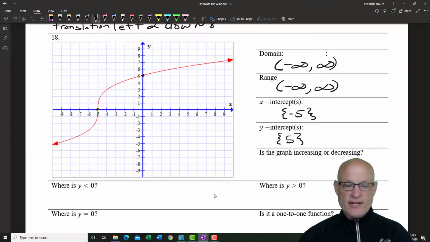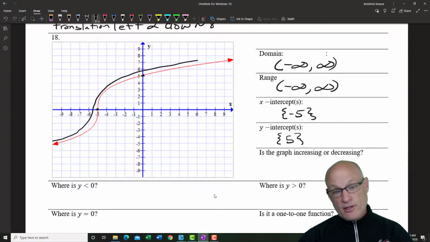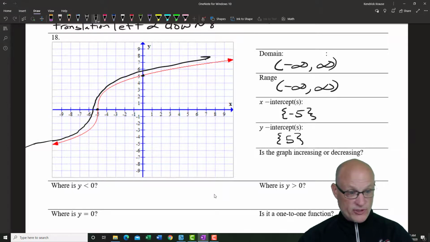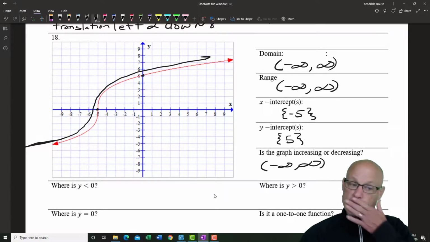Where is this graph increasing? Now, this is tricky. If I read left to right, it's going up, it's going up, it's going up. It's always going up. Now, don't go, oh, you're going left here. No, remember, we're starting way over here, and we're going up, up, up. So this thing is always increasing. So from negative infinity to positive infinity.